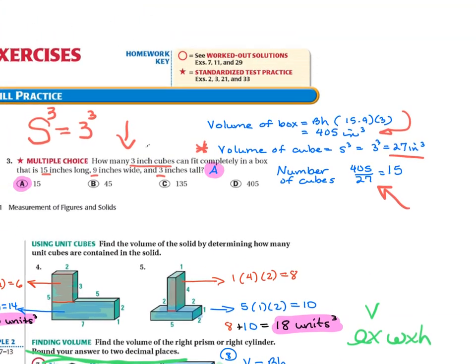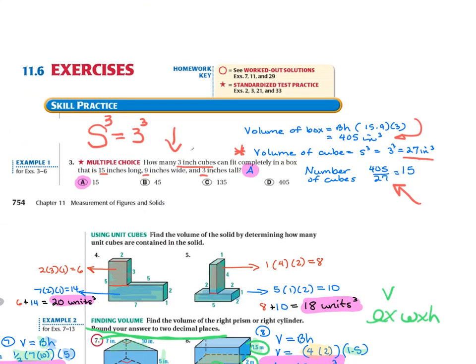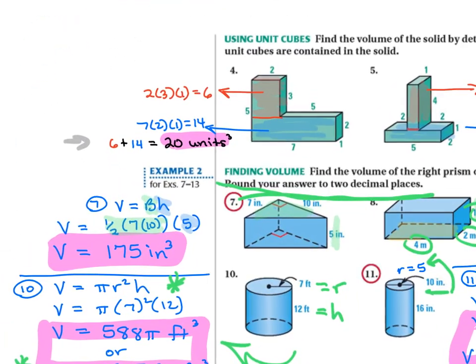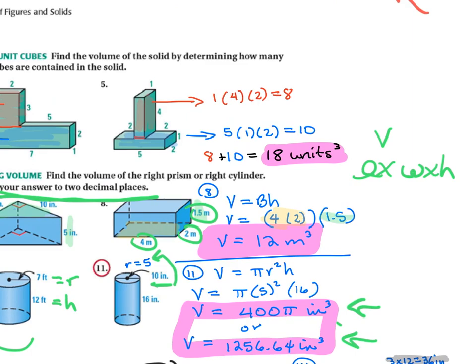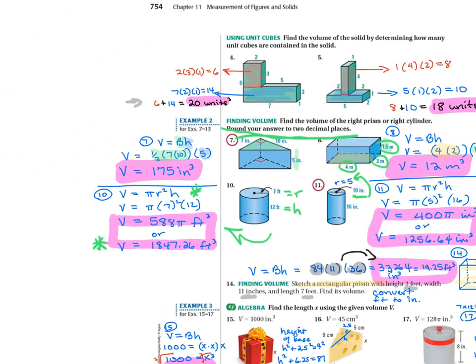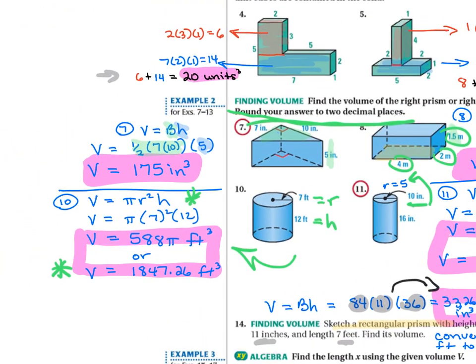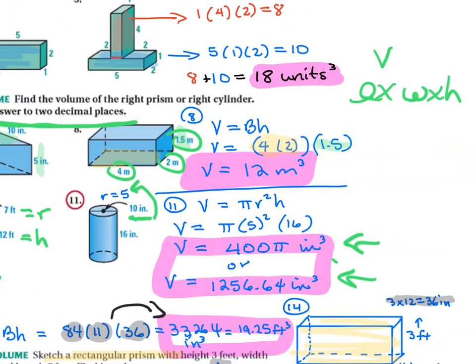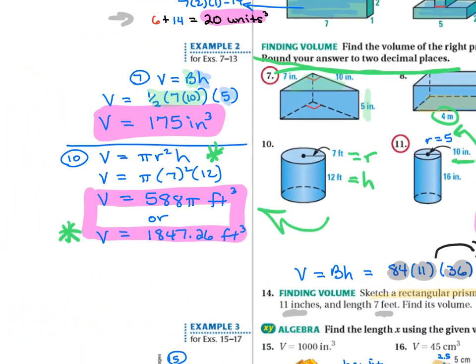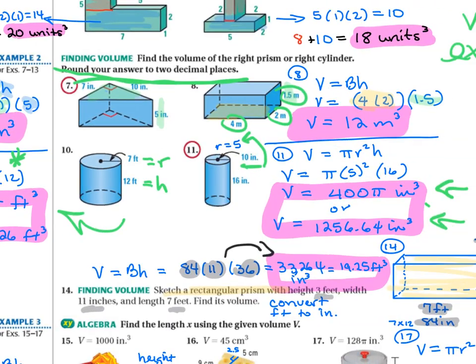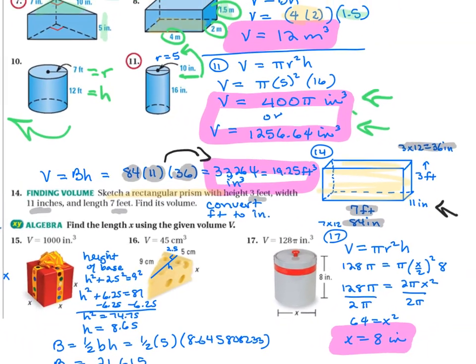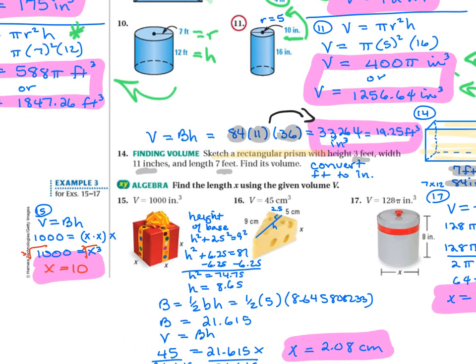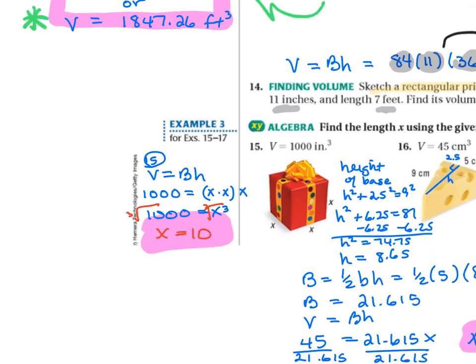All right, so here was number 3. Here's number 4. Here's number 5. Here's number 7, 8, 10, 11. Here was 14, and now we're going to go to 15.